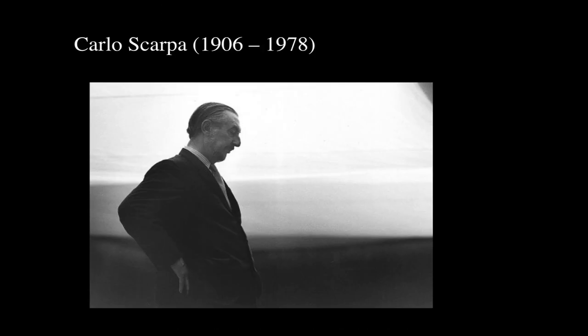Carlo Scarpa was almost an exact contemporary of both Luis Barragan and Louis Kahn. All three men were born in the first decade of the 20th century, and they all lived to be in their 70s or 80s. Like Barragan, Scarpa is perhaps not the most prolific architect of the 20th century.